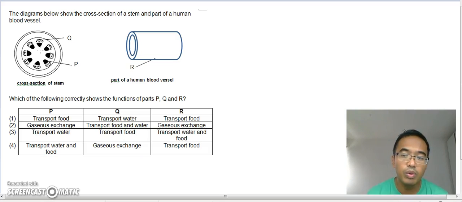Let's see what we already know about the plant transport system. We know that the plant transport system is made up of two types of vessels. So what have we learned about the plant transport system?